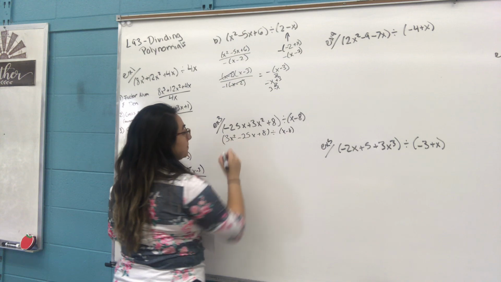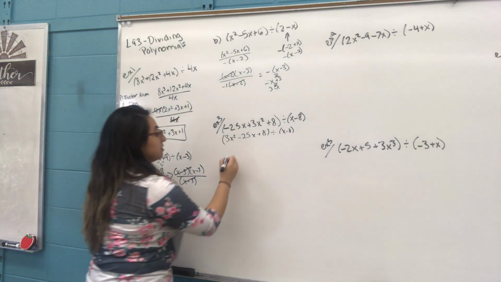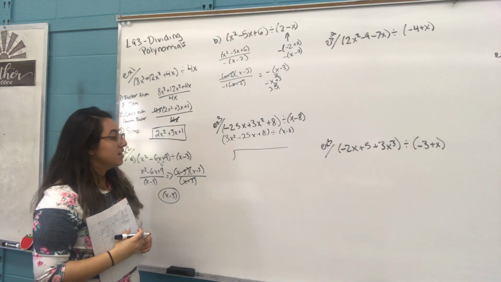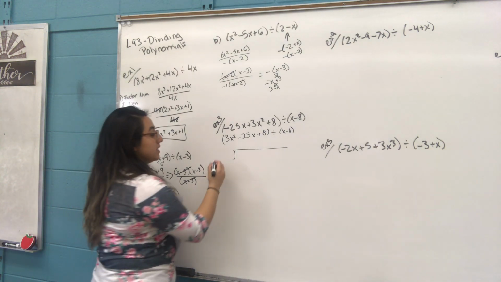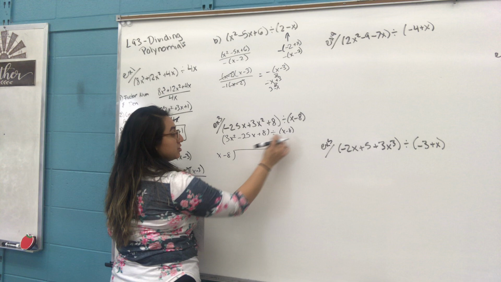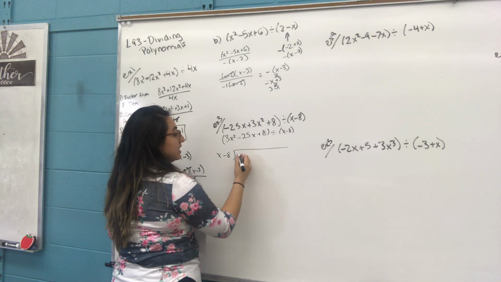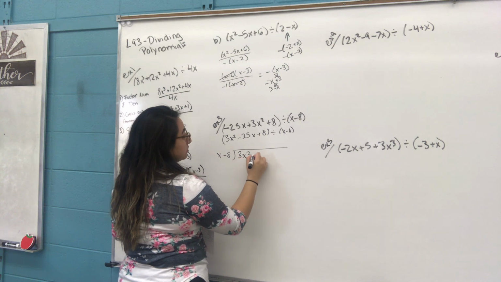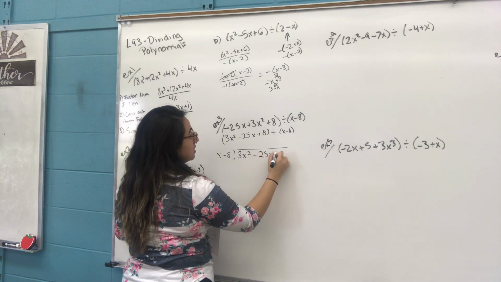minus 8. When you have that, you create just a normal division symbol that we've used in grade school. You have your x minus 8 here, you have your second term on the outside, and then the dividend, the number in between here, we get 3x squared minus 25x plus 8.